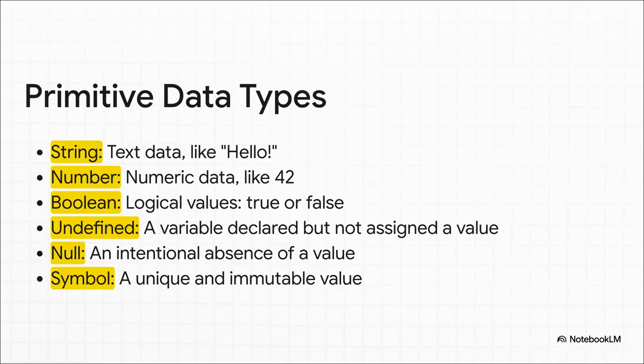So here are the real basic ingredients. We call them primitive data types. Strings, that's just text. Numbers, you guessed it, numbers. Booleans, super simple, just true or false, like a light switch. Then you have undefined, which is what a variable is before you've put anything in it, and null, which is when you intentionally want it to be empty. Don't worry about symbol for now, it's a bit more of an advanced topic.